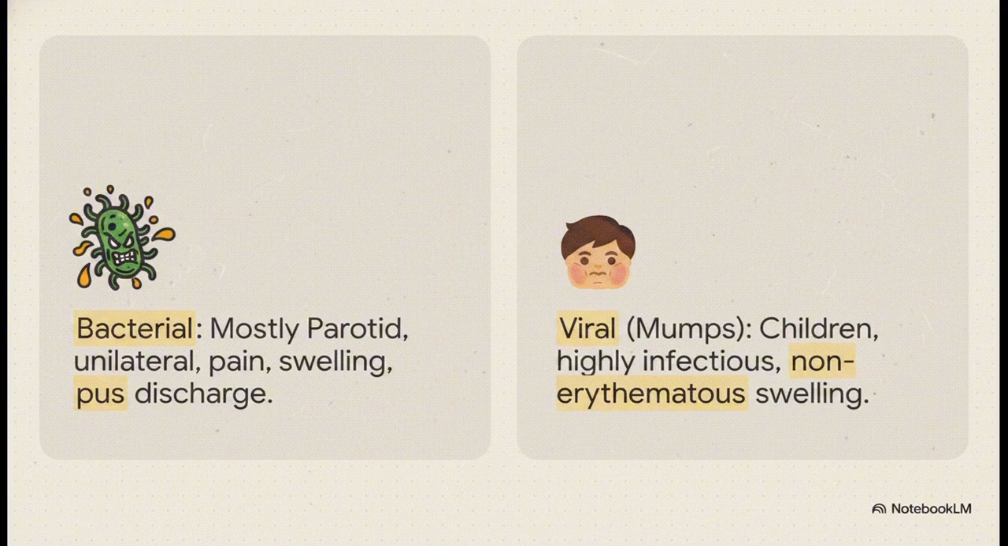Acute bacterial sialolithiasis can involve any gland, but it mostly hits the parotid. It's usually unilateral, presents with intense pain, swelling, systemic signs of infection, and the classic hallmark you can't miss, pus discharge. On the flip side, you have viral parotitis, commonly known as mumps. This typically occurs in children, is highly infectious with a history of exposure, and comes with prodromal symptoms like fever and malaise. But importantly, it presents as a painful preauricular swelling that is notably non-erythematous, meaning it completely lacks that angry redness you'd normally expect with a bacterial infection.